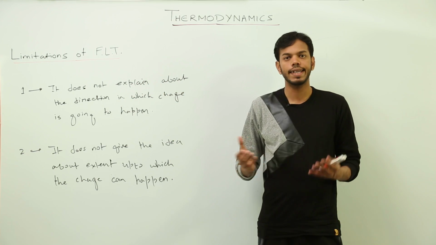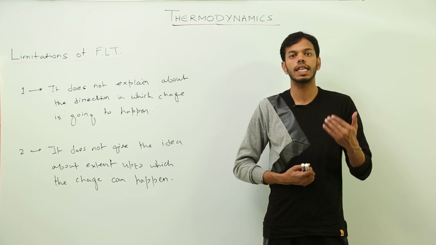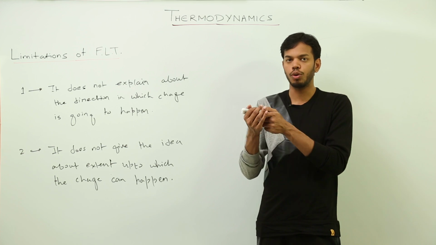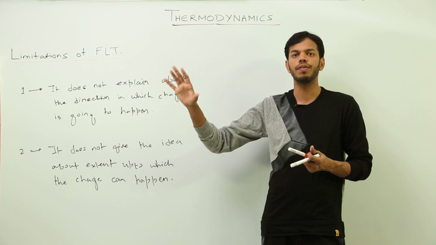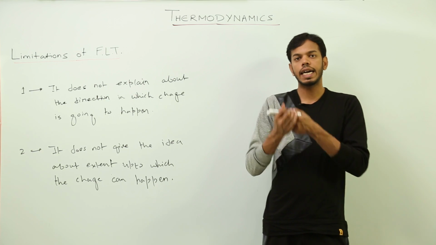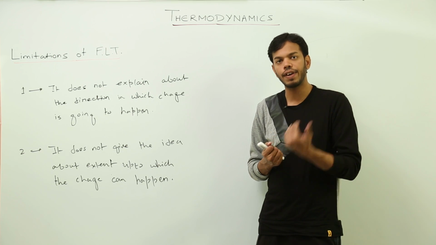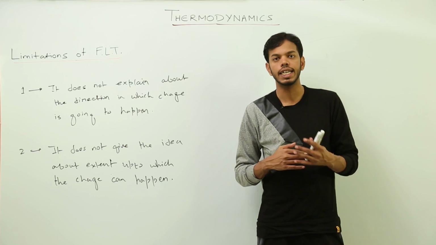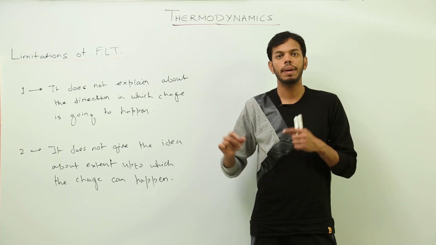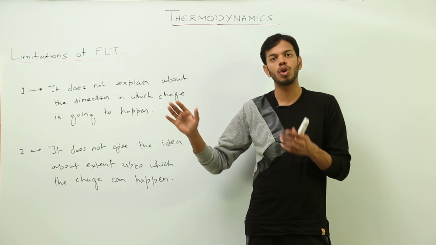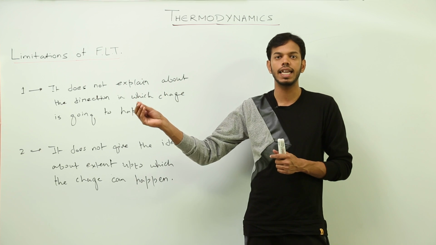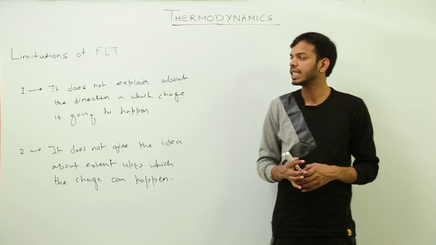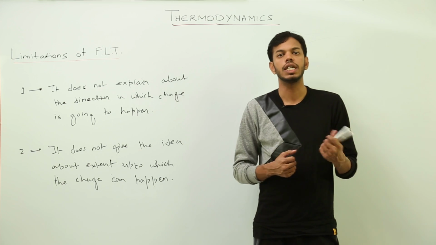The first one is that it does not explain the direction in which the change is going to happen. Consider this example: I am firing a bullet on any target, let it be a wooden block, and the kinetic energy of the bullet, when it strikes the target, gets converted into heat energy in the block. That is true. But then that heat energy does not again combine to give mechanical energy to the bullet, and the bullet cannot fly back, right? So the first law of thermodynamics just cannot explain the direction in which change is going to happen.